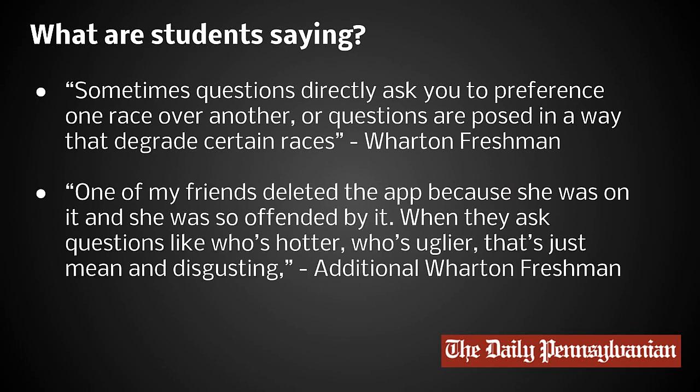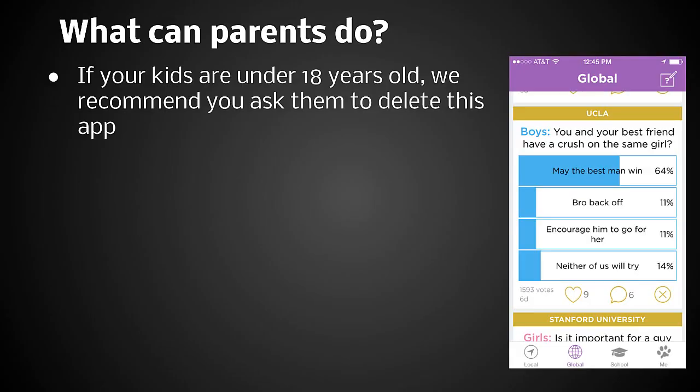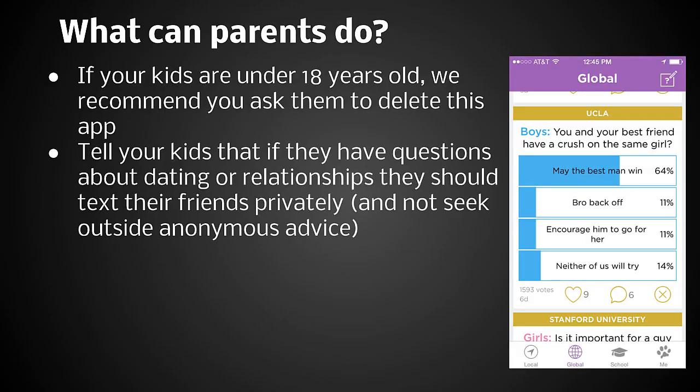Another Wharton freshman says, one of my friends deleted the app because she was on it and she was so offended by it. When they ask questions like who's hotter, who's uglier, that's just mean and disgusting. What can parents do? If your kids are under 18 years old, we recommend that you ask them to delete this app. Tell your kids that if they have questions about dating or relationships, they should text their friends privately and not seek outside anonymous advice.